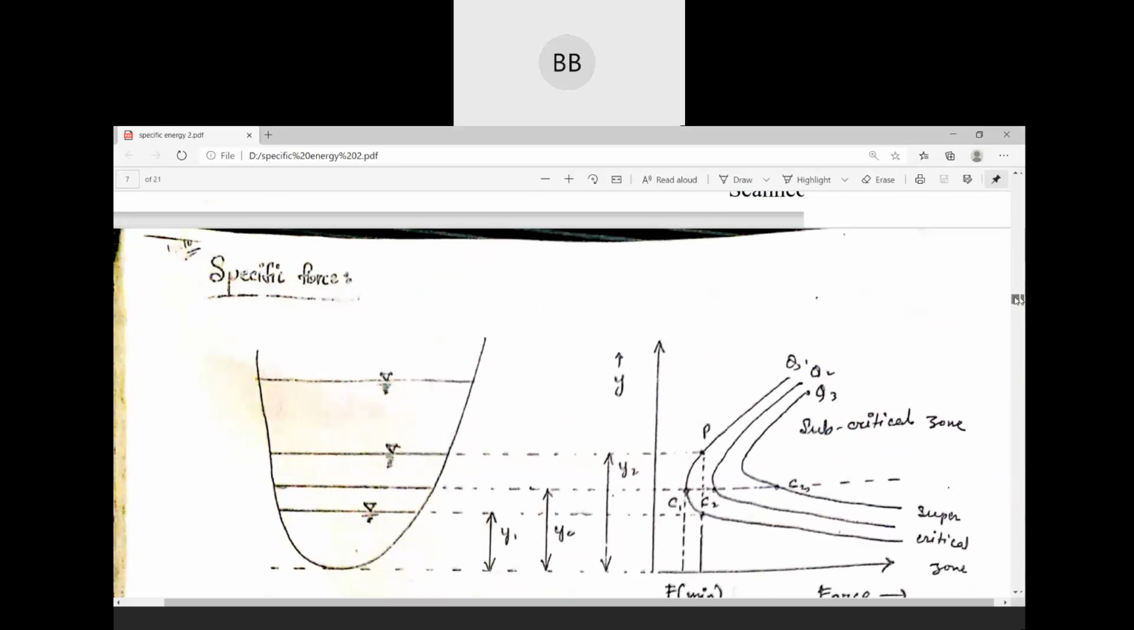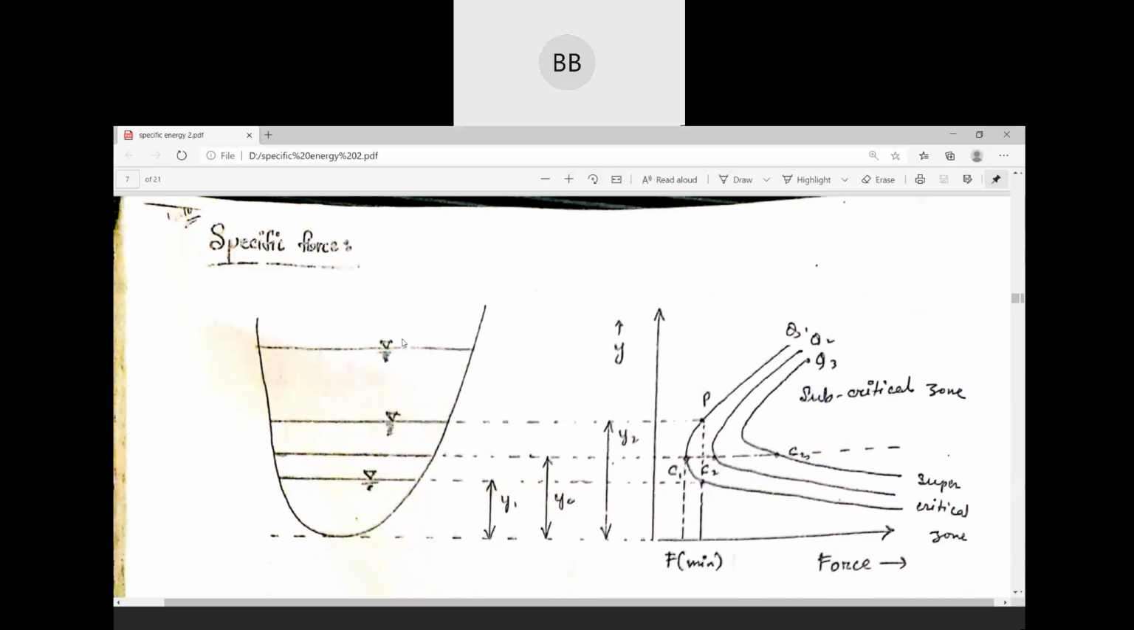So you can write down this topic, that is specific force. It is very much similar to your specific energy. Only the graph is a little bit changed. We don't have that E is equal to Y line. Here also, on the Y axis we have depth, and on the X axis we have specific force. Other terms are all the same. For a particular discharge in a particular channel, you will have one curve. The pattern is very much similar to your specific energy curve.